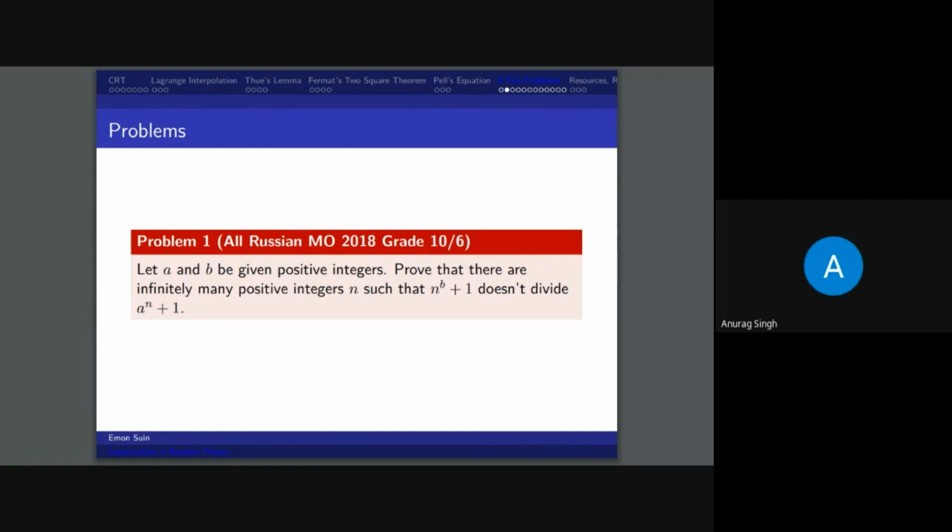Then we have that p. We have chosen such primes such that p divides n to the b plus 1, but does not divide a to the n plus 1 for some n. Yeah, perfect.